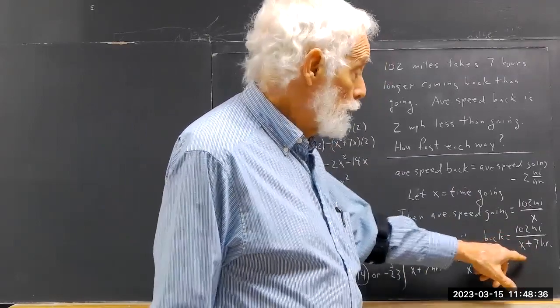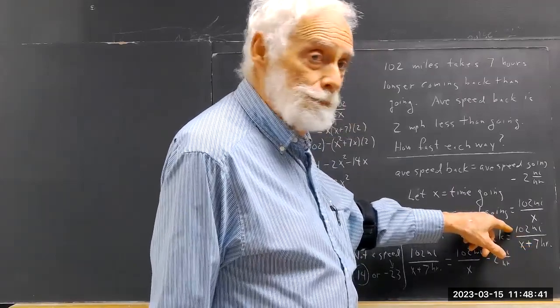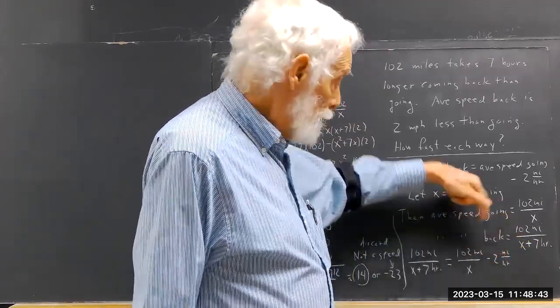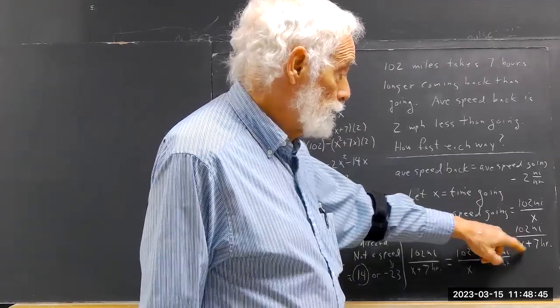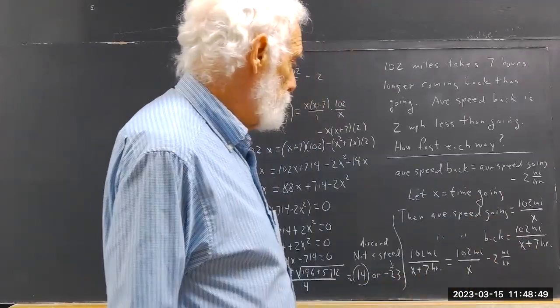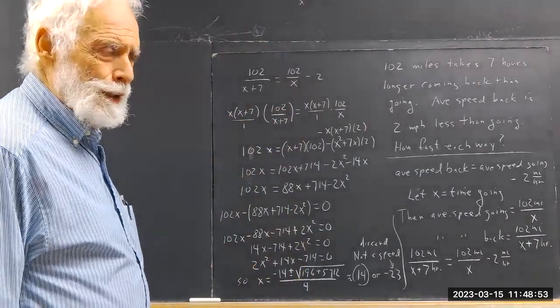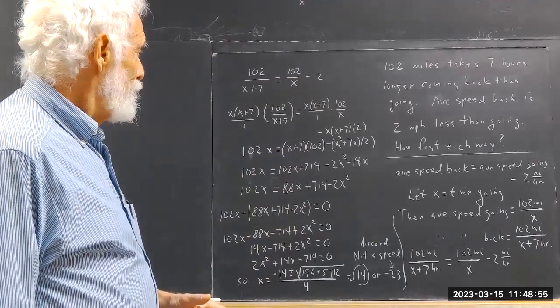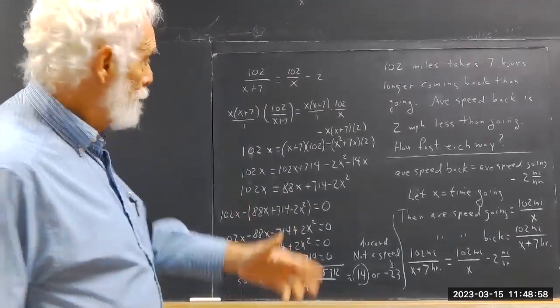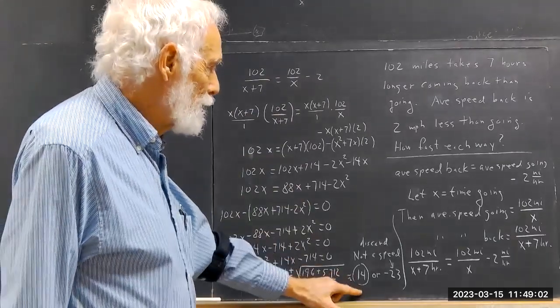We have to take 7 more hours, so the time is x plus 7 hours. And it's going to be the average speed coming back: the 102 miles over x plus 7 hours. So there we have the equation. And then we try to dodge all the mines in the minefield of the solution to get down to something that checks out.